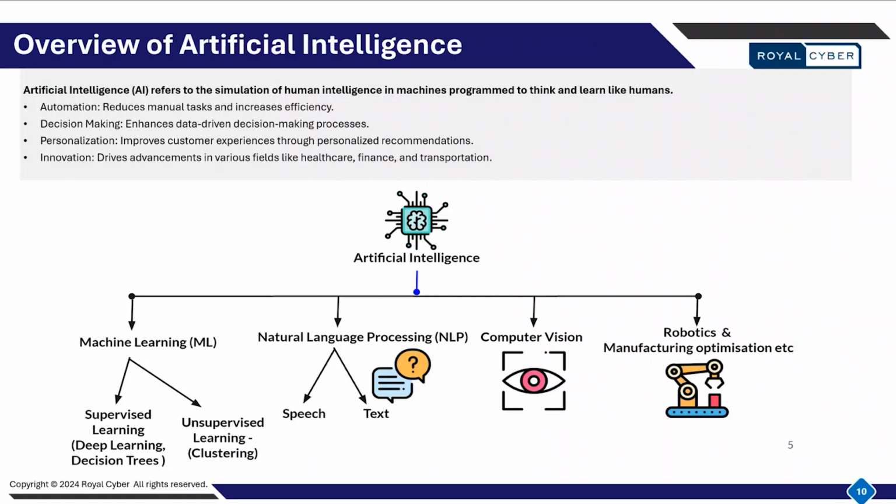The last one is robotics and manufacturing optimization, where AI is used to optimize production processes, improve quality control, and even automate and drive manufacturing systems. Together, these components make AI a versatile and powerful tool capable of transforming industries and improving our daily lives.